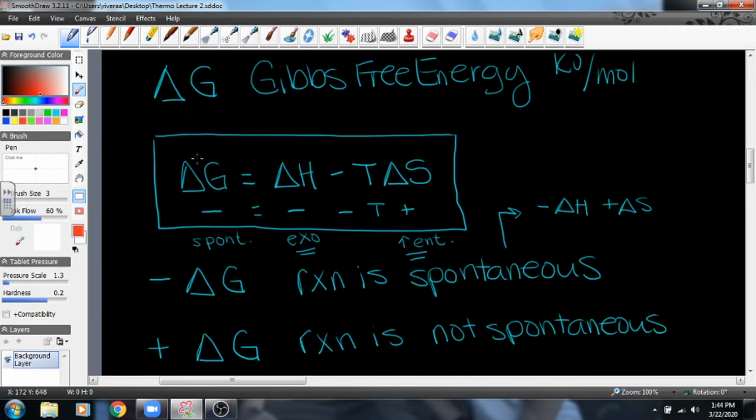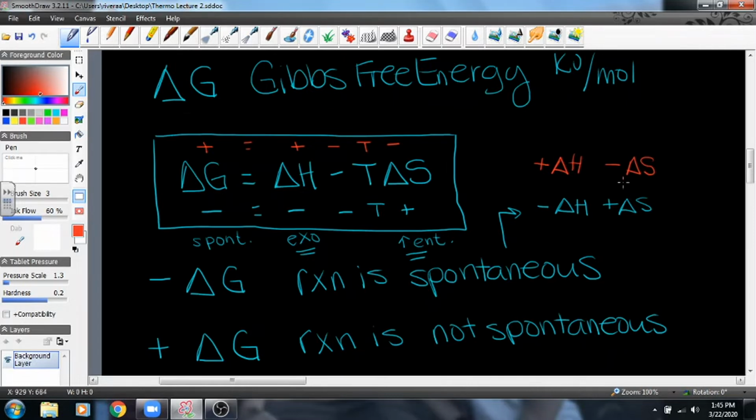Here we go. What would happen if we had something that was not favorable? For example, if we have a positive delta H and a negative delta S, those are not favorable conditions. If we have a positive value here and we subtract from that the temperature and a negative value, that's the same as adding a positive. So this algebraically will always result in a positive delta G. So you can see here that a positive delta G will result in the reaction being not spontaneous.